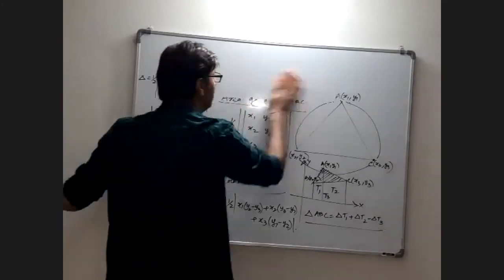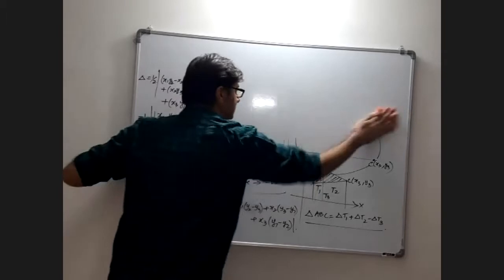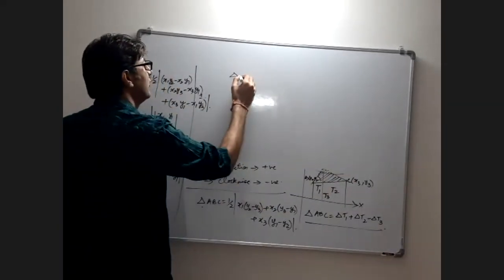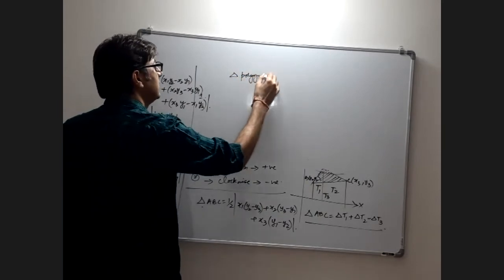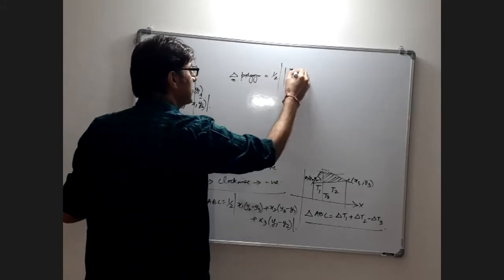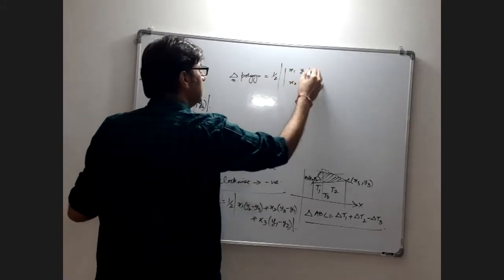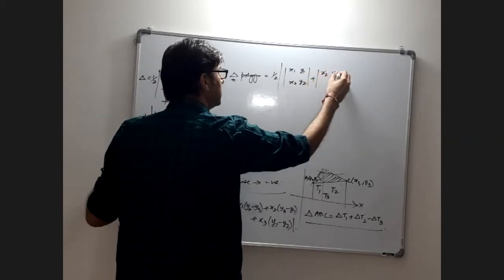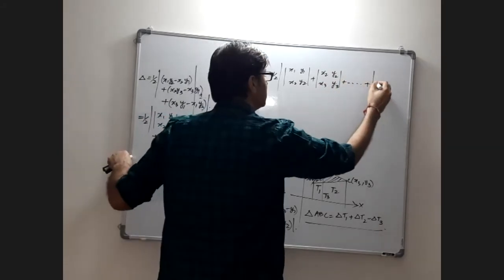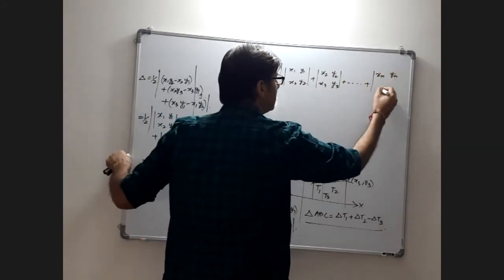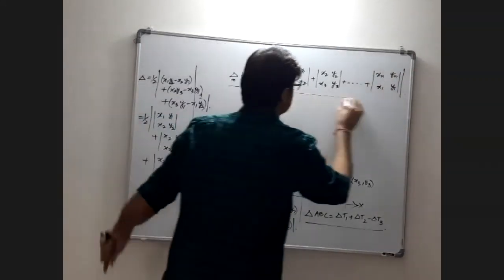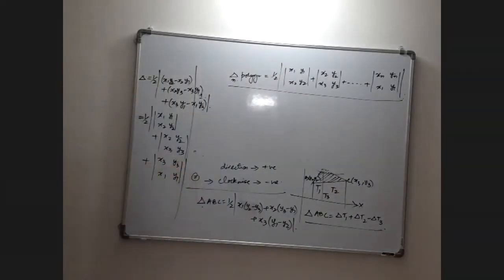Let me write it down for you. For a polygon of n sides, the area of an n-sided polygon will be equal to half the determinant of x1 y1, x2 y2, then x2 y2, x3 y3, and finally you will carry it up to xn yn, and you will close it with x1 y1, with point A, and put the determinant here. So this is how we can obtain the area of a polygon.